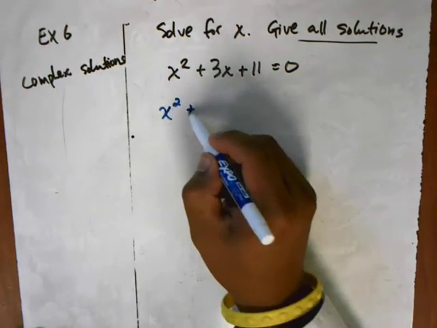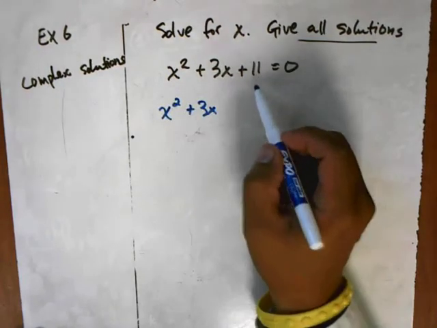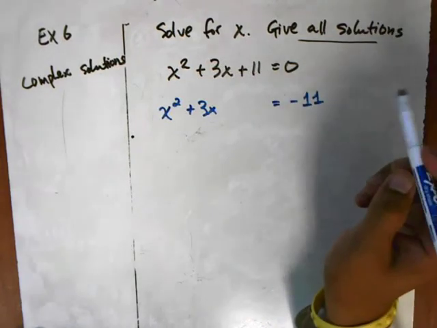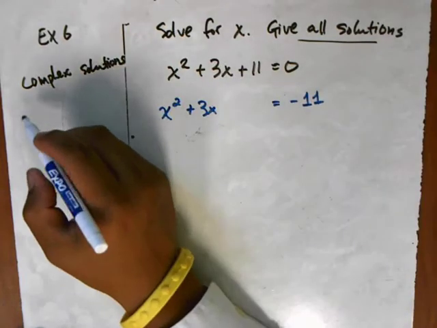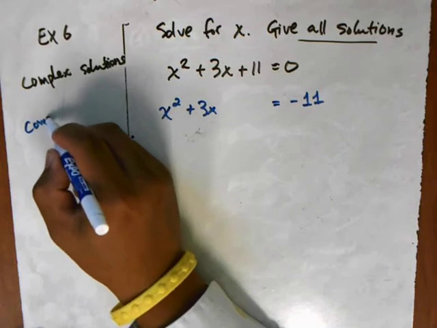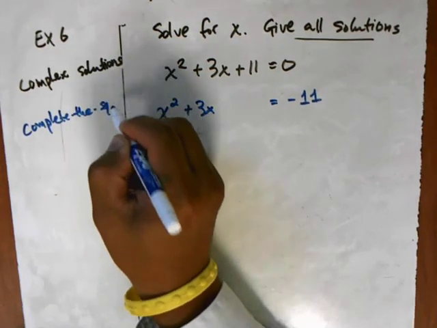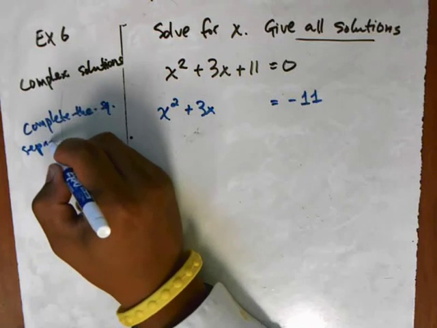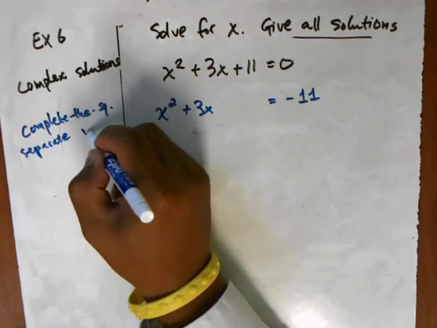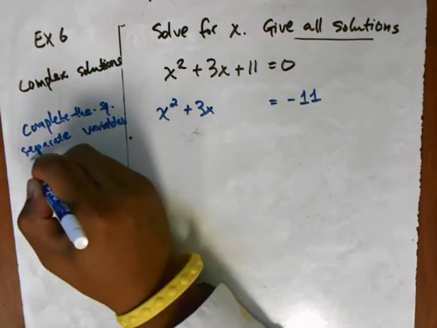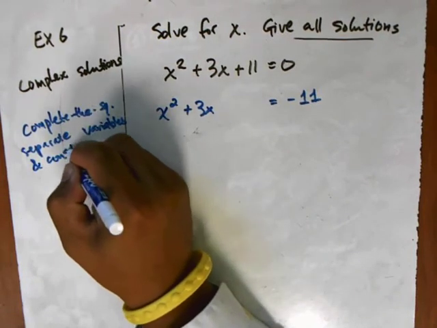So I'm going to separate the constants from the variables, so I get -11 on the right side of the equation. So I'll make a note here: when we complete the square, we need to separate variables and constants.